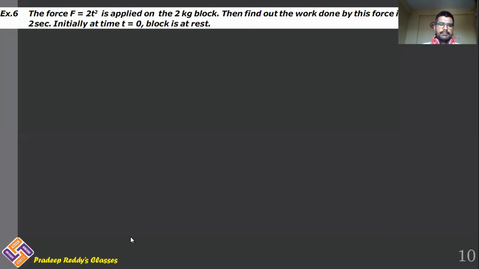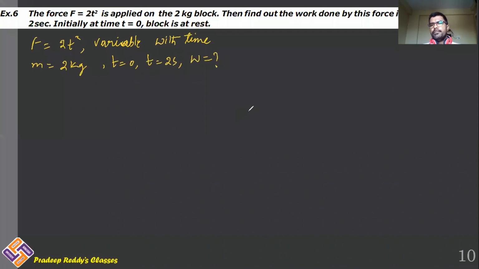Students, in this problem, we have F is equal to 2t square, which is variable with time, and the mass of the object is given as 2 kg. You want to find out work done by the force from t is equal to 0 to t is equal to 2 seconds. But what is the formula for work done? W is equal to F dot S. In order to calculate work done, you should know force and you should know displacement.